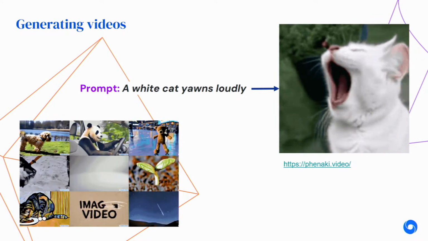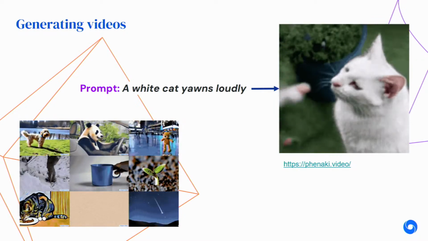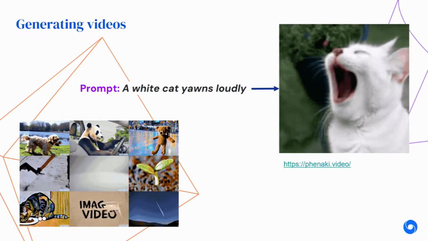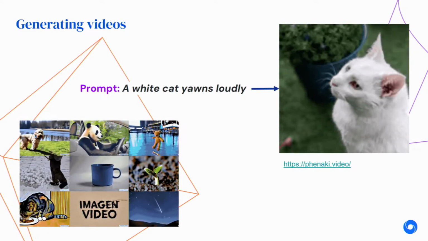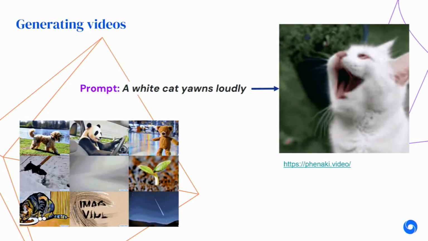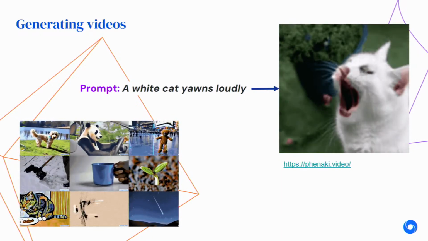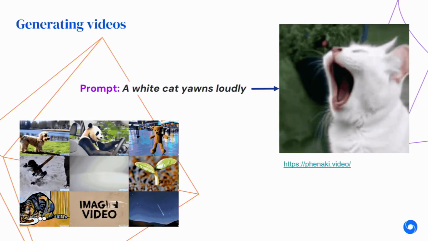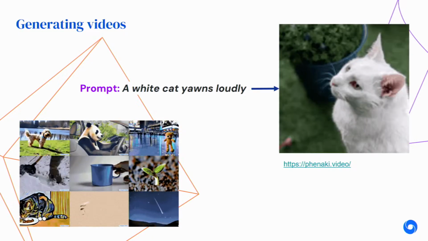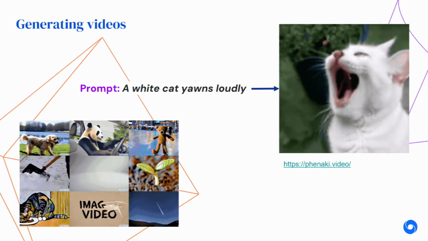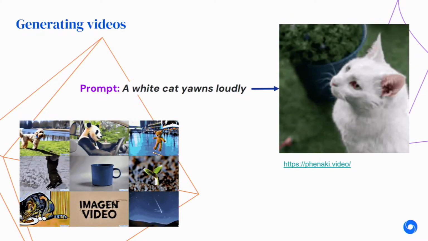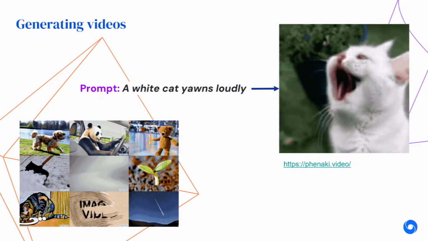And of course, I'm going to go into the details of how this gets done, but pretty much the same network can be used to generate videos as well. So you can type a prompt, a white cat yawns loudly, and it will generate this video. This is with a Google system called Phenaki. There's also Imagen Video. There's a few of these now.